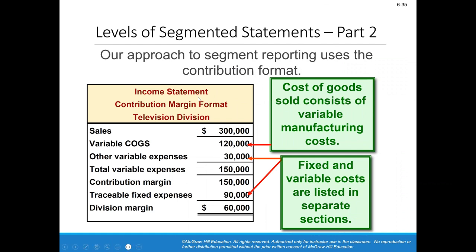So this is the television division, and you can see that the margin for the division is $60,000. We've got $300,000 of sales, variable cost of goods and other variable expenses of 150. So that gives us a contribution margin of 150,000 or 50%. We have traceable fixed expenses of 90. So our division margin is $60,000. So that's contributing to the rest of the company.